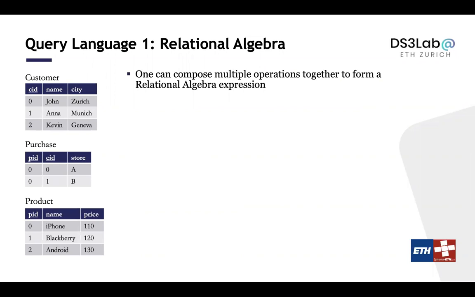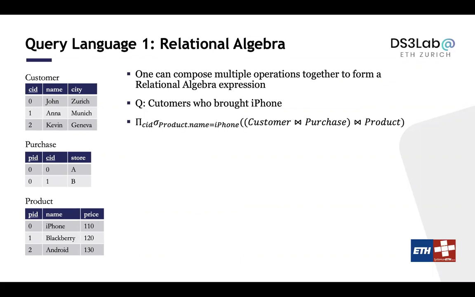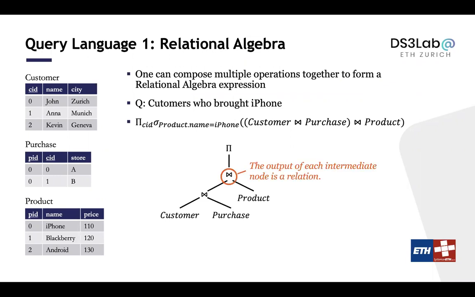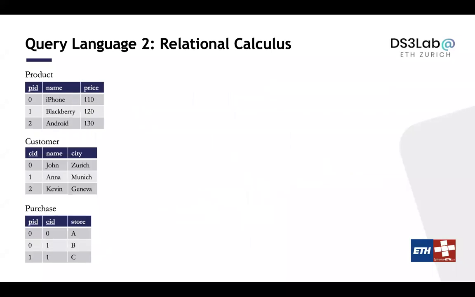That means that you can actually put them together. For example, if you want to say, okay, give me all the customers who bought the iPhone, you can put all those operators together. It is possible to put them together because the output of each operator is still a relation. So this gives you a relational algebra expression that you can actually use as a query. However, this is an imperative way for you to query your data.